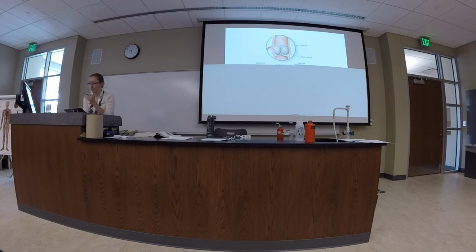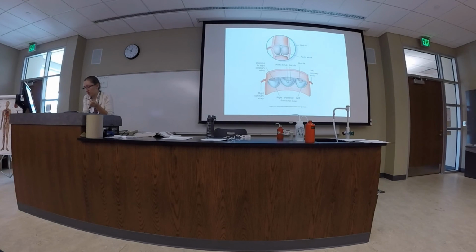So the aortic valve, this is the semilunar valve from the left ventricle out. And again, it's another semilunar valve. So we've got this structure kind of like the pulmonary semilunar valve. But I want to point out that the openings for the right and left coronary arteries are in the sinuses, and in the aortic valve, we call them the aortic sinuses.